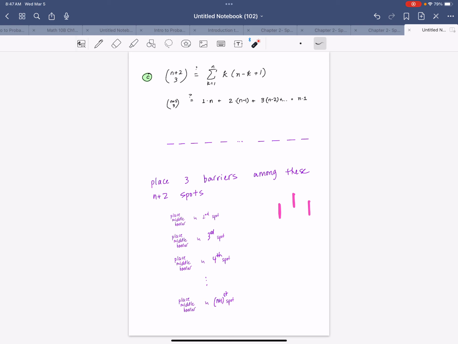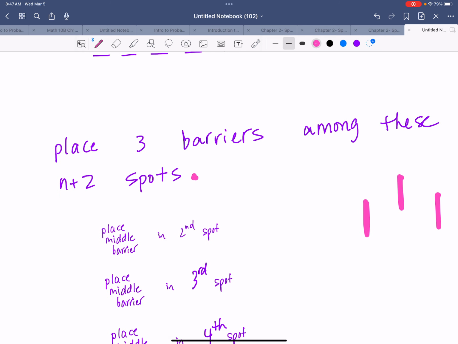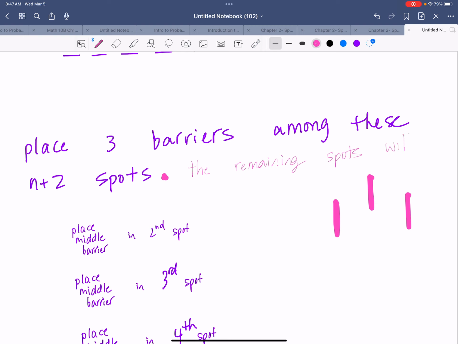What remains will be, well, if I have n plus 2 spots, and that's 3 barriers, then I have n minus 1 objects, n minus 1 donuts, if you will. So the remaining, so let's put here the remaining spots will be filled with the donuts.